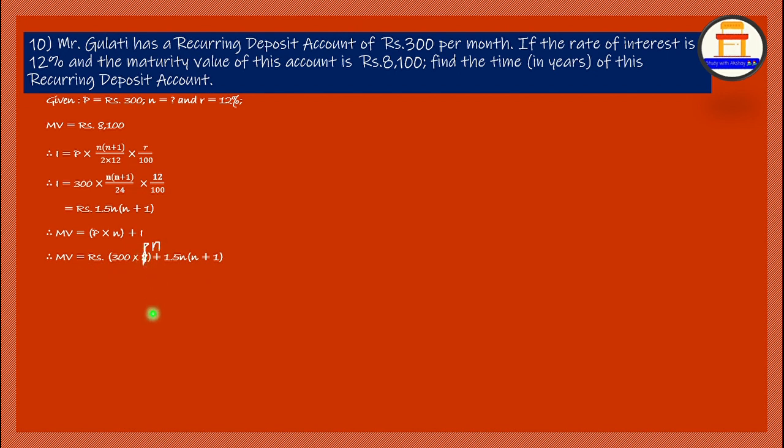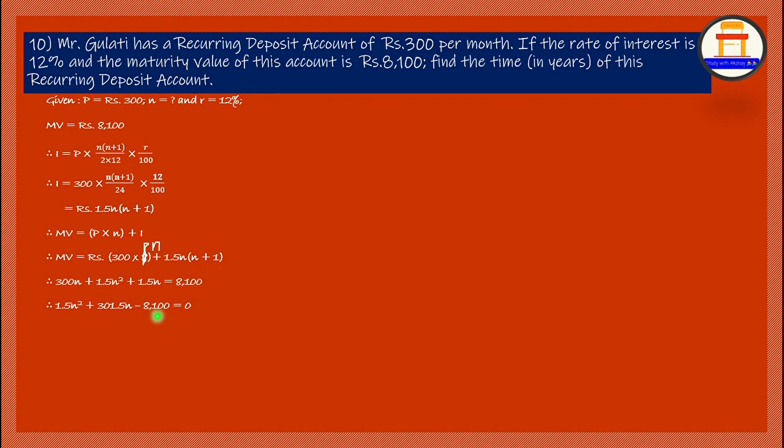And then later, 300n plus 1.5 n square plus 1.5 n equals 8100. So let's bring it to the standard form of the quadratic equation. 1.5 n square plus, so this is basically 300n plus 1.5 n, so 301.5 n, minus 8100. It is plus 8100 when it comes to the other side, as the sign gets changed.